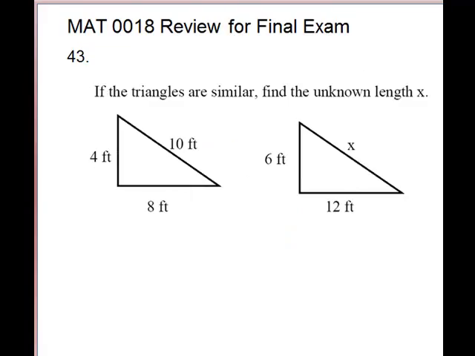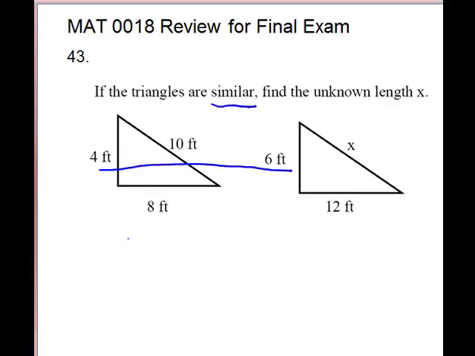Our next problem is just a special application of proportions, similar triangles. And if we're told the triangles are similar, it means that the sides are proportionate. So one is just a bigger copy than the other, but otherwise they have the same ratio. So what we're going to do is take 2 sides from each triangle. We don't really need all these sides. We have to have the side that matches to the x. From the others we can choose. So I'm going to choose just the smaller numbers.